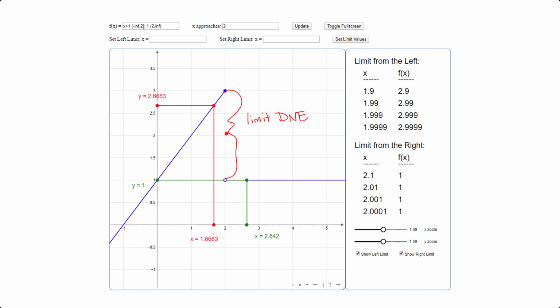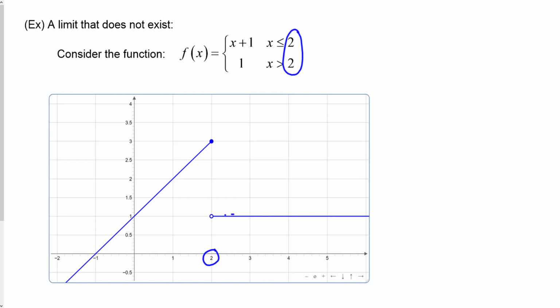And generally, DNE is how we state that. So going back to our notebook, what we say is the limit as x approaches 2 for our function does not exist. So there's no single value I can put in that would give me a continuous curve.